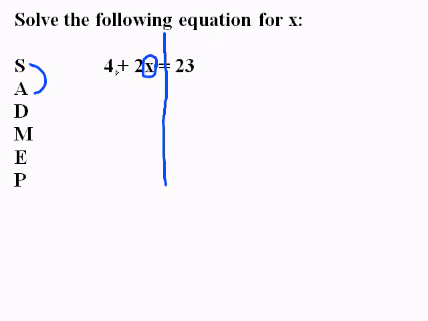So, is there any subtraction or addition that needs to be undone in order to get the x by itself? The answer to that question is yes. There is a 4 plus the 2x. So we subtract 4 from both sides.